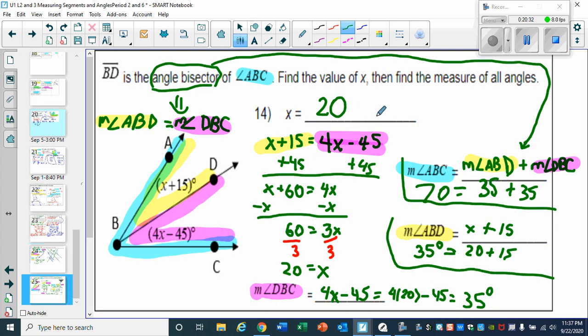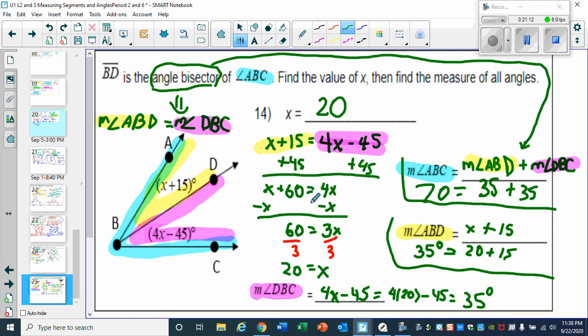Okay, last one. Again, angle bisector means this BD splits this big angle ABC into ABD and DBC. Now, since it's a bisector, ABD and DBC are the same. So that means you set x plus 15 equal to 4x minus 45. Again, solve. So variables on one side, non-variables on the other. So we decided, rather than subtracting 45, we're going to add 45 to both sides. So you have x plus 60 equals 4x.